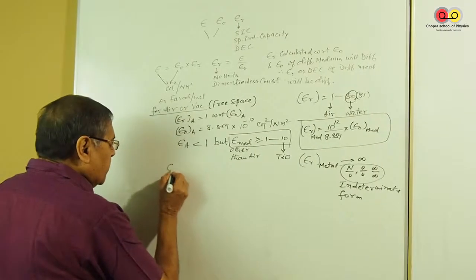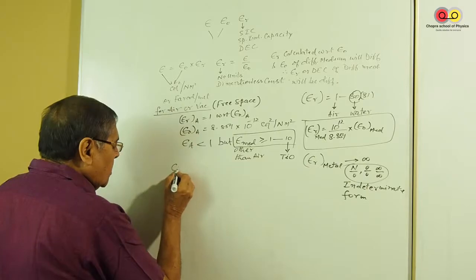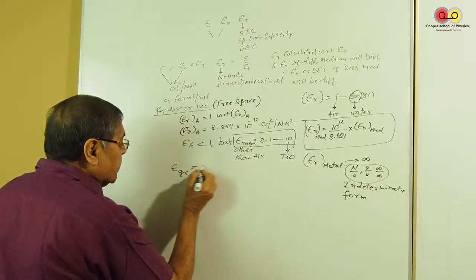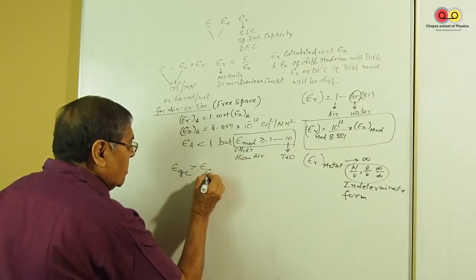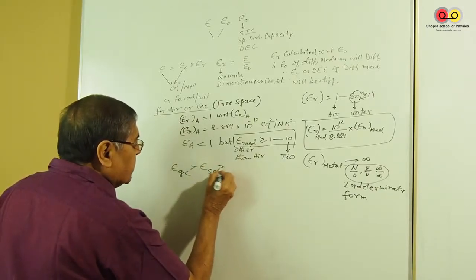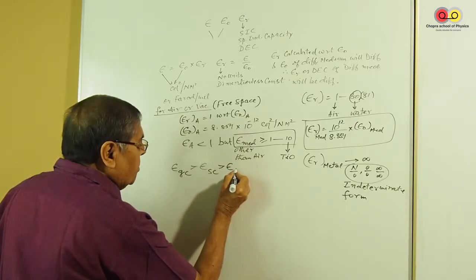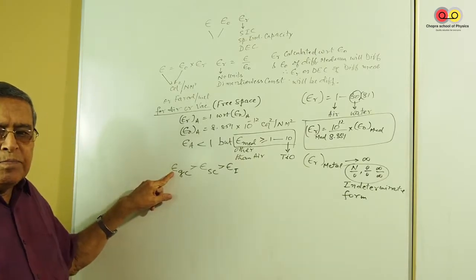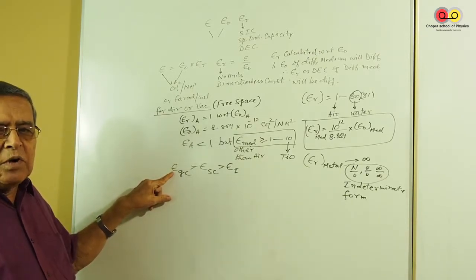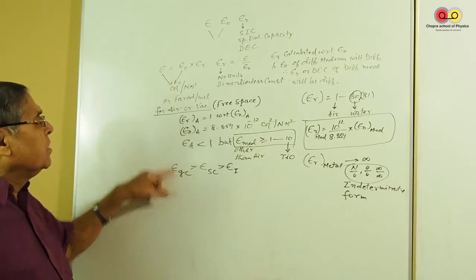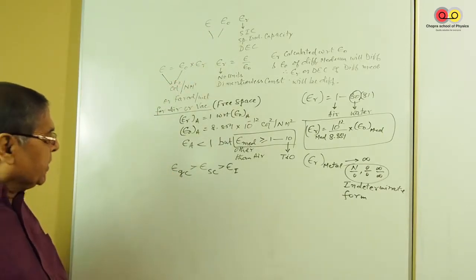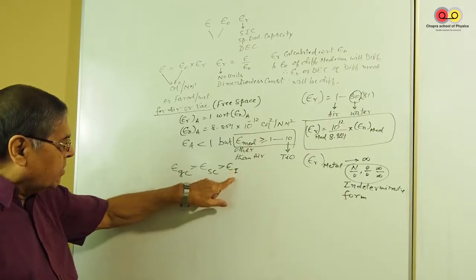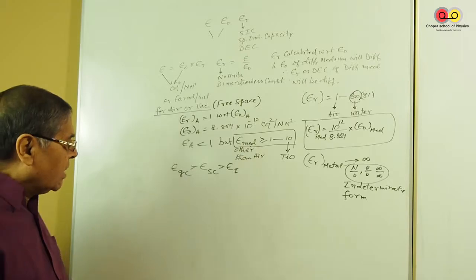So permittivity of good conductors is greater than permittivity of semiconductors, greater than permittivity of insulators. So what is permittivity? Power of conduction. Power of conduction of what? Electrical lines of forces. Permittivity is an electrical phenomenon. So permittivity of good conductor is more than semiconductor, more than insulator.